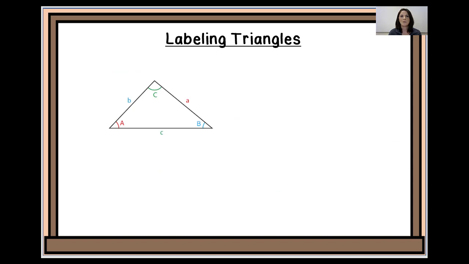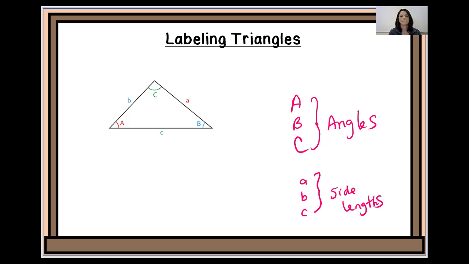So just to recap, we're labeling triangles with capital letters to denote the angles and lowercase letters to denote the side lengths. So in this particular example, capital A, capital B, and capital C all denote angles. And lowercase a, lowercase b, and lowercase c all denote side lengths. So in order to use the sine law, we need one known side that is opposite of one known angle.